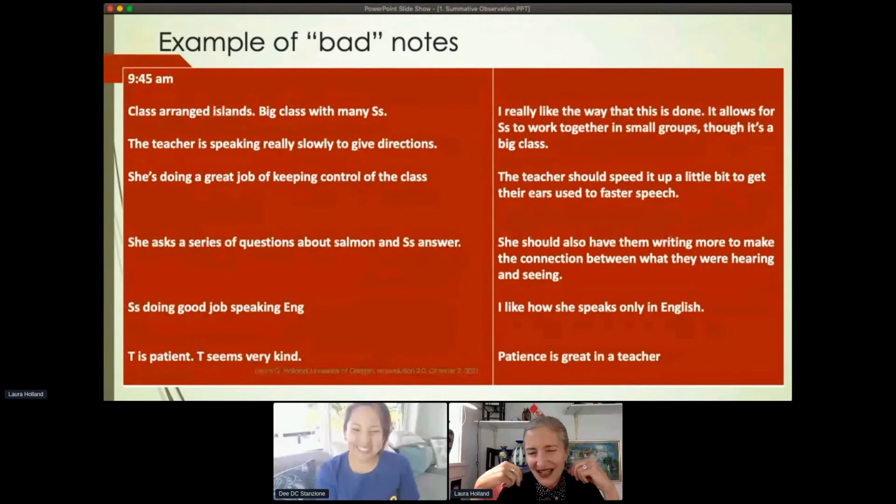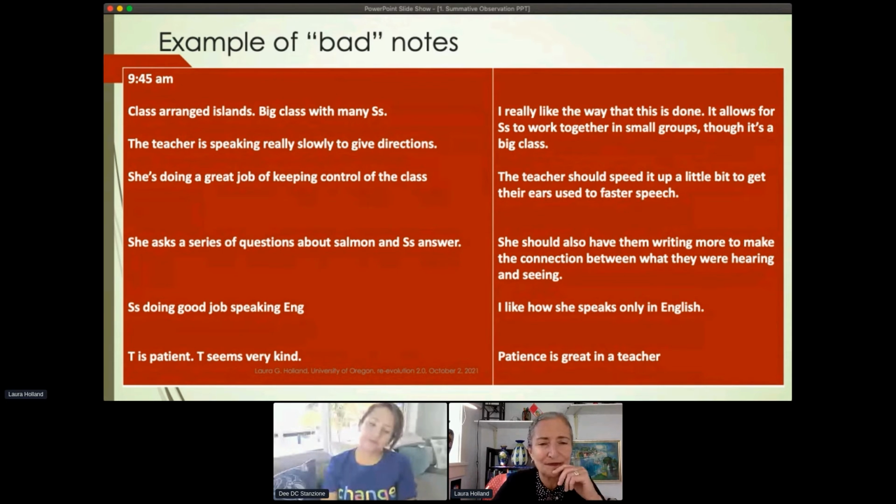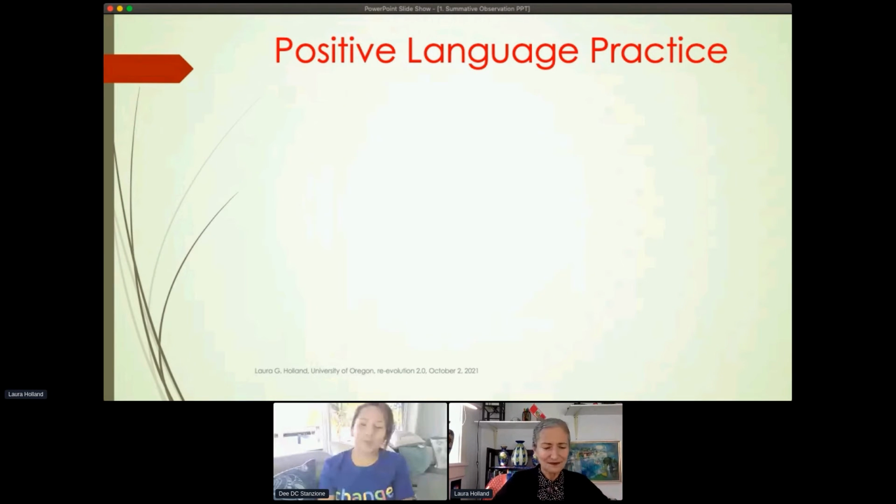But again, these adjectives kind of get in the way. So let's pull them out and not put them in until this section. Keep them out of the fact-based notes. The teacher's speaking really slowly to give directions. Again, what's slow for one person is not necessarily slow for another, and what's slow for a level 2 student is not the same for a level 6 student. So it's completely context driven. These are examples of what we want to pull out, and when we stick with facts, it makes our whole process clearer.